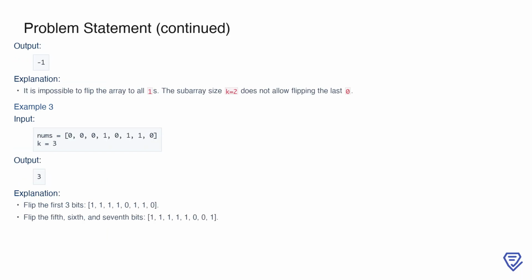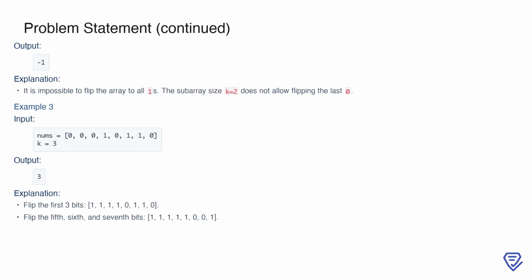In the third example, we have nums equals [0, 0, 0, 1, 0, 1, 1, 0], and k equals 3. First, we flip the first 3 bits, which transforms the array into [1, 1, 1, 1, 0, 1, 1, 0]. Next, we flip the subarray starting at the 5th bit, flipping the 5th, 6th, and 7th bits. This changes the array to [1, 1, 1, 1, 1, 0, 0, 0].